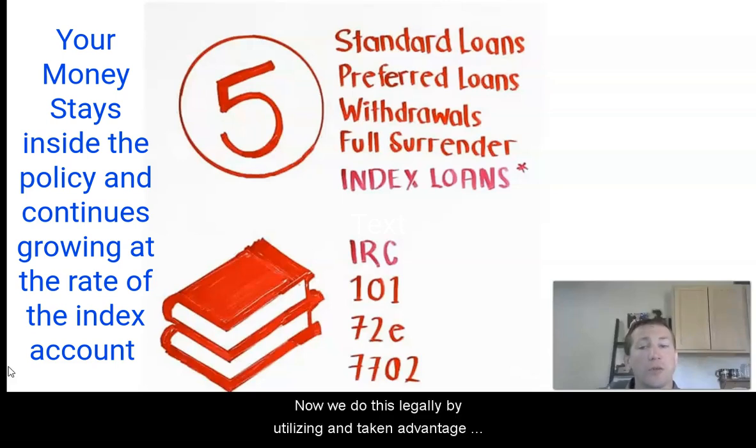Now, we do this legally by utilizing and taking advantage of 3 sections inside the Internal Revenue Code. Section 101 talks about how we're able to transfer our death benefit to our heirs tax-free. Section 72(e) talks about how we are able to grow our assets on a tax-deferred basis. And Section 7702 allows us to access those dollars tax-free during our lifetime.